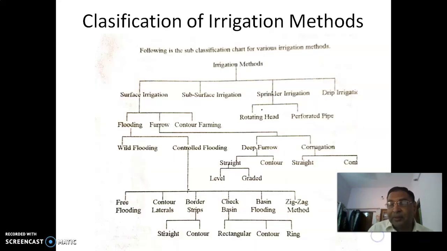Traditionally, the irrigation methods are surface. Within the surface you have so many other things. You can see here irrigation methods: surface irrigation, subsurface irrigation, sprinkler irrigation, then drip irrigation. Actually, these two together are called micro irrigation. And of course, this is a very small portion of the total irrigation.